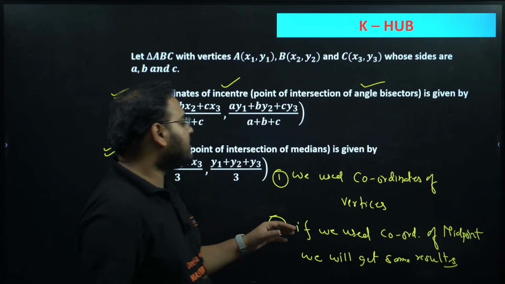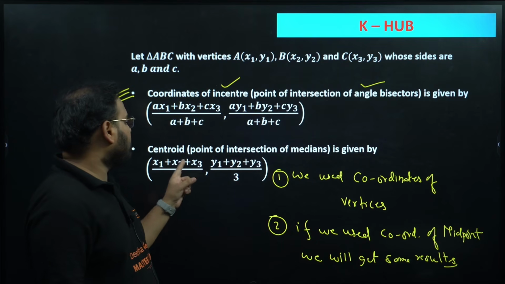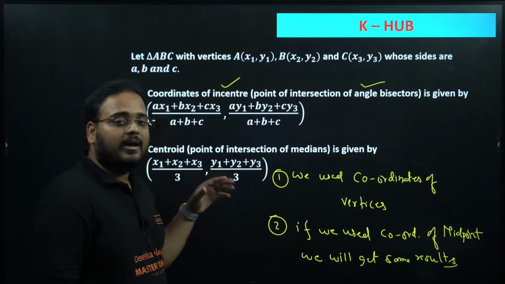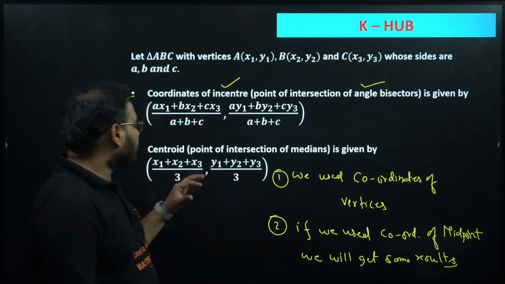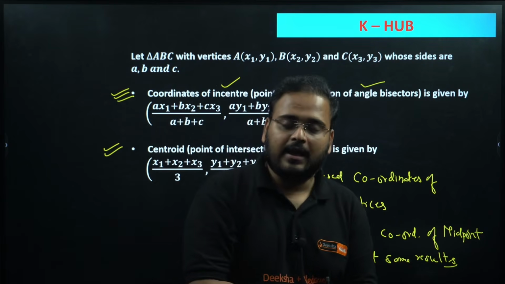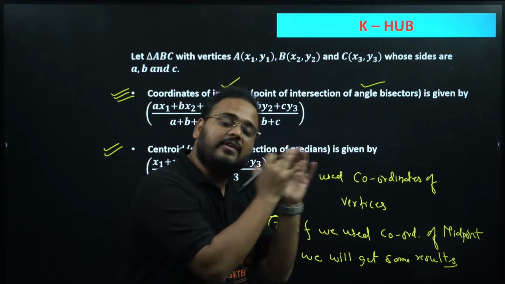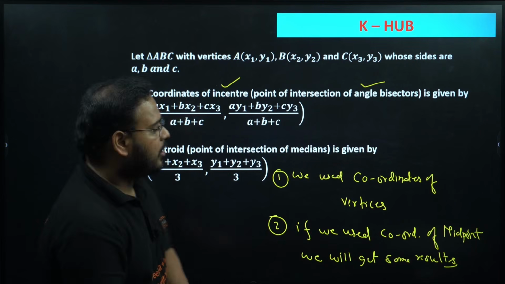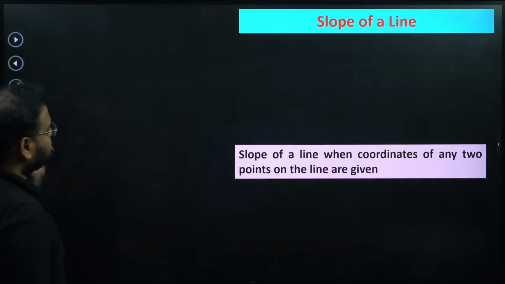But right now understand this: over here we are using x1, x2, x3 as the coordinates of vertices, but even if, instead of having these given, we had the 3 midpoints given and we used the coordinates of the 3 given midpoints, we'll get the same result for the centroid, okay? So this is clear. Moving on.